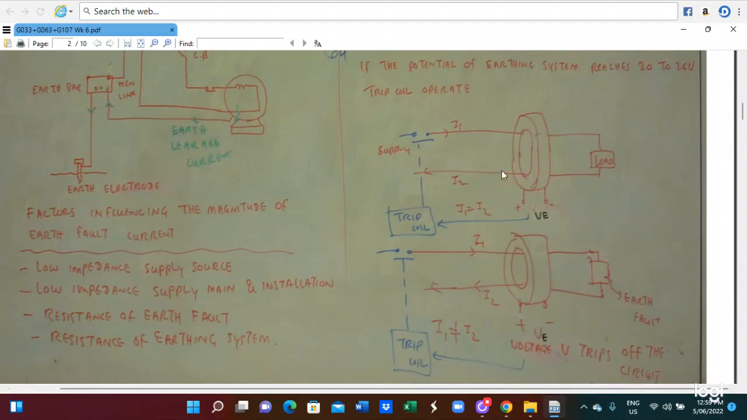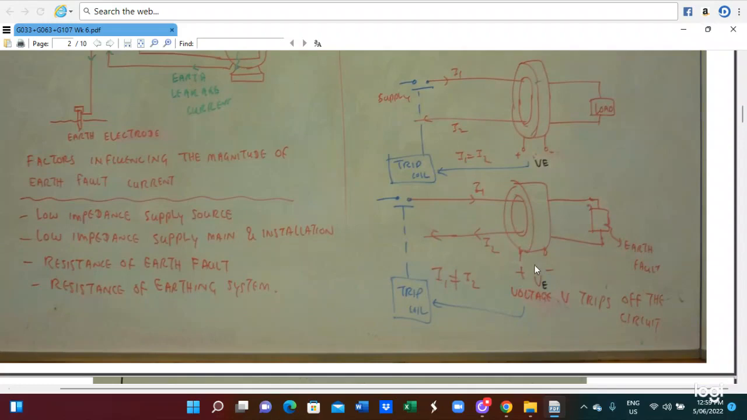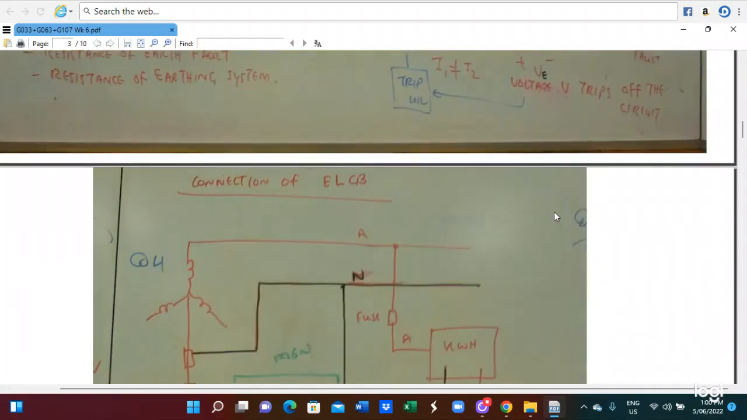In the normal condition of the RCD, the current flowing from the supply to the load is I1, and the current flowing back is I2. I1 and I2 are equal. When leakage current happens, I1 and I2 are different. The difference between the two currents produces a voltage. The voltage triggers the coil and the circuit breaker will switch off. This is the operating principle of the residual current device.